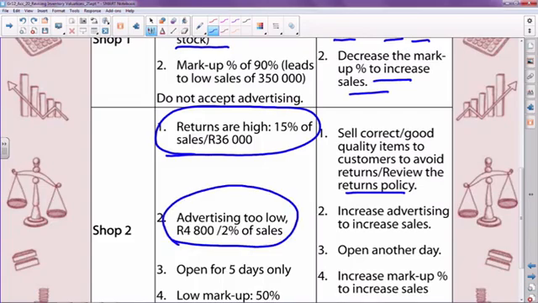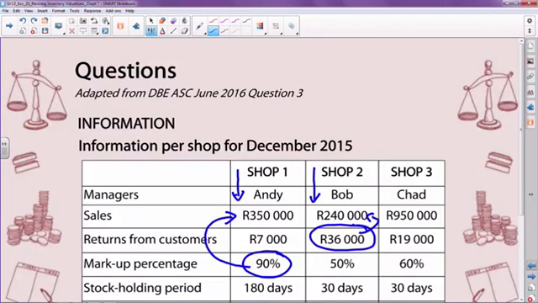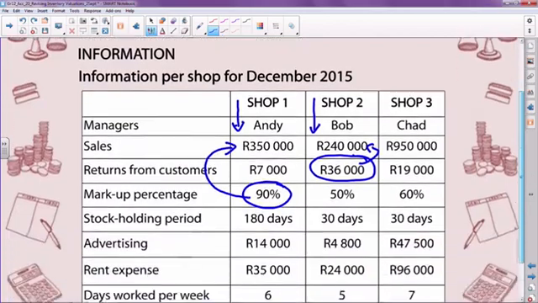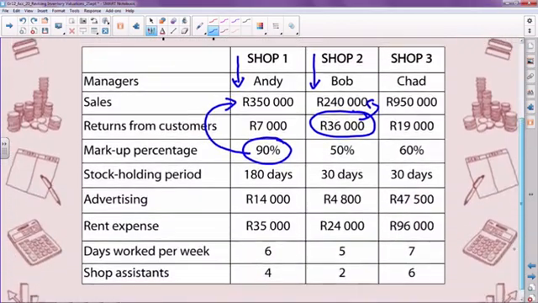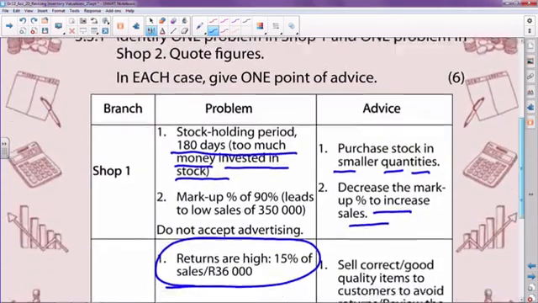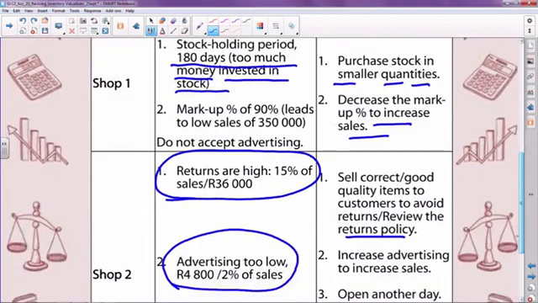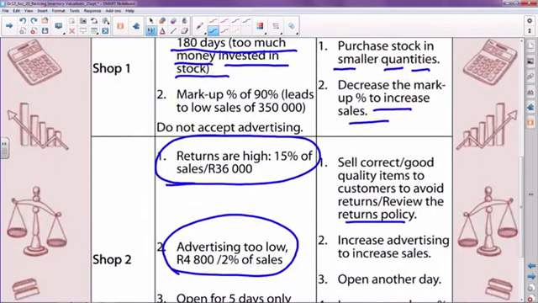Your advertising is only 4,800 Rand. Again, when the question says quote figures, that figure is given to you. Watch, your advertising is 4,800. What proportion is it of sales? Here the calculation is done for you. You can see it is only 2% of your sales. Definitely increase your advertising to increase sales.